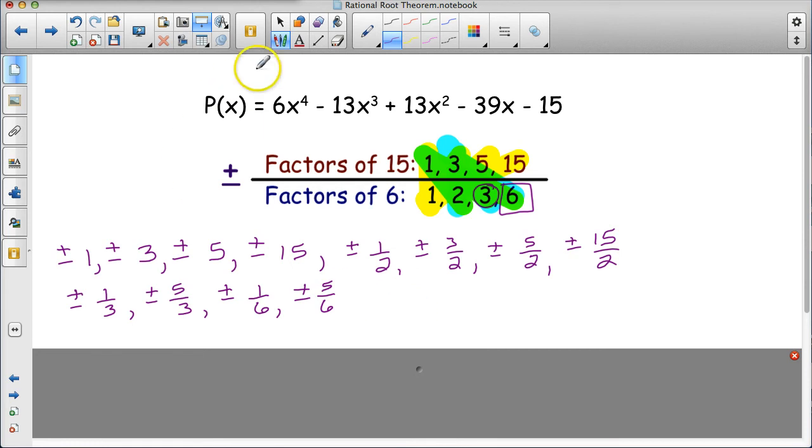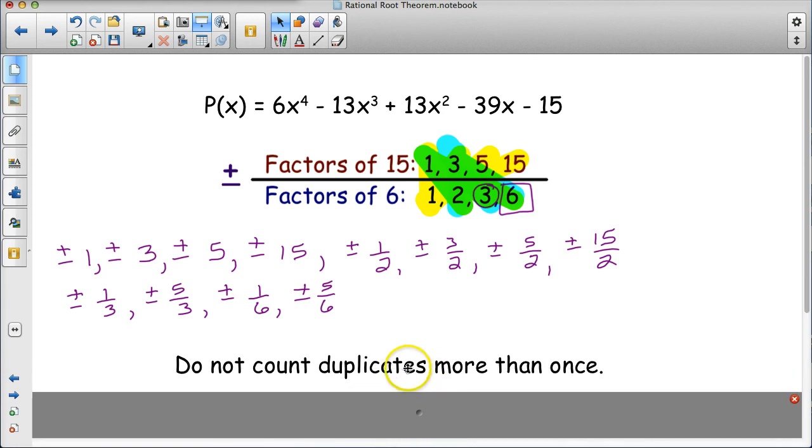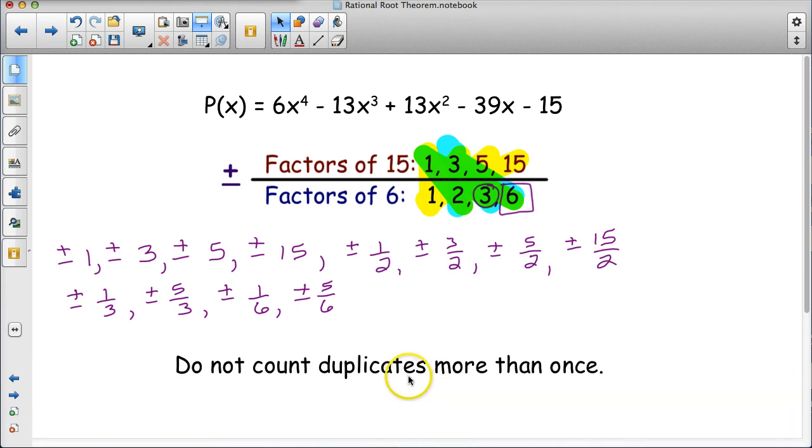Well, from here, I want to take 1 minute to remind you of something that I said that you might have missed, and that is this. We do not count duplicates more than once. In other words, when we got the same factor, such as 3 over 3, which reduces to 1, we didn't write it twice. From here, we can start guessing and checking to find which one of these is an actual factor.